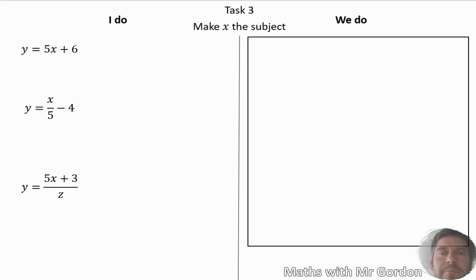Okay, so now we're making x the subject. So we're rearranging equations or formulae, or changing the subject of the formulae. So what do we mean by make x the subject? It might say x the subject, or it might be make y the subject, or t, or a. Whatever we're making the subject, we're going to end up with that. So for example, x equals a load of stuff.